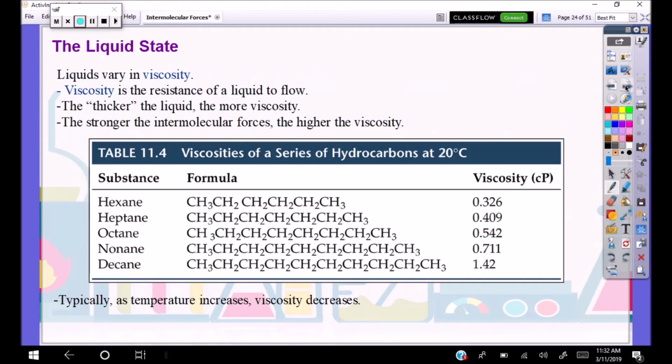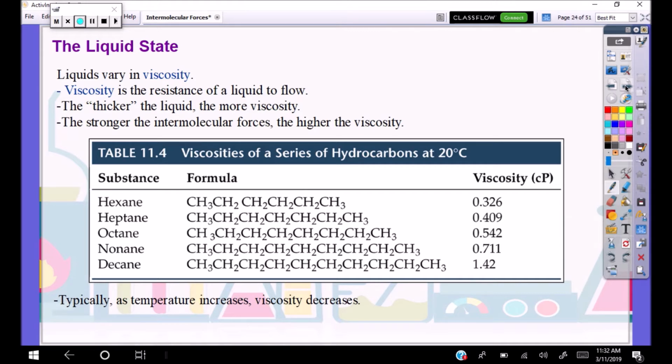The liquid states all vary in viscosity. The thicker the liquid, the more viscous it is, which means we have stronger intermolecular forces. Something that impacts our viscosity is size. If we are larger in size, we have more electrons, and since we have more electrons, we are considered more polarizable. That'll be covered in another video as well.